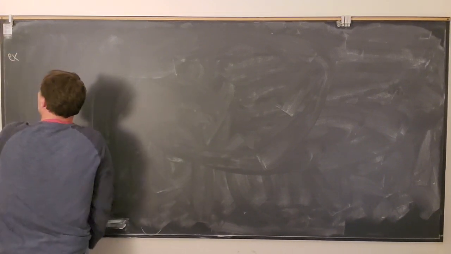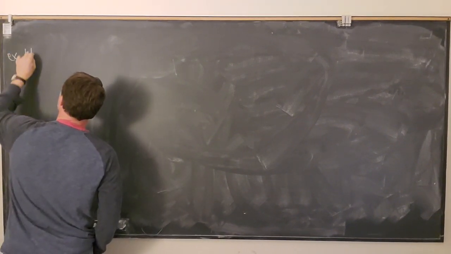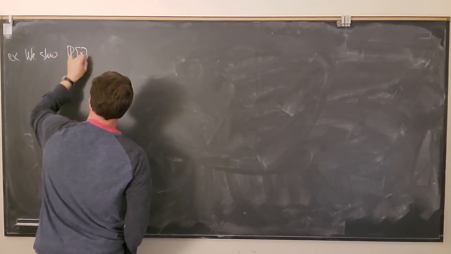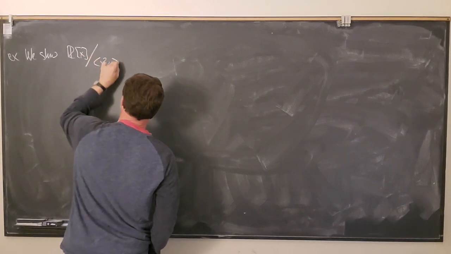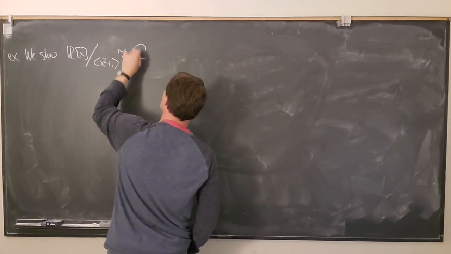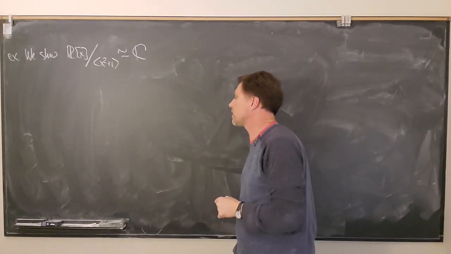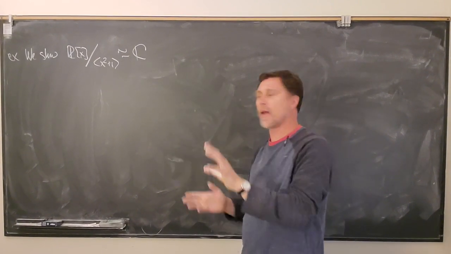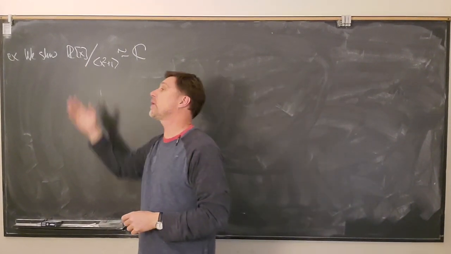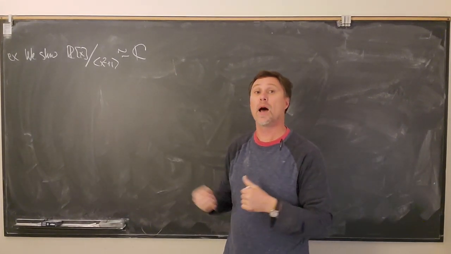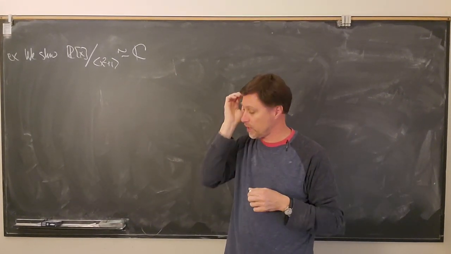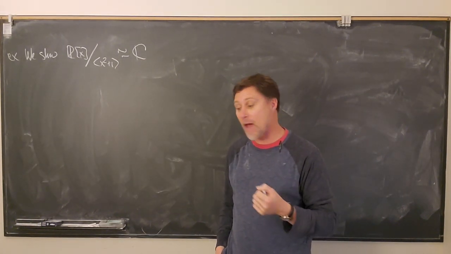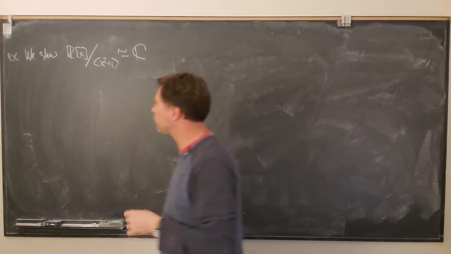For the first example, we're going to show that R[x] mod the ideal generated by x² + 1 is isomorphic to the field of complex numbers. We looked at this example where we played around with the cosets, and I hinted at the fact that the operations behave just like adding and multiplying complex numbers. Now that we have the first isomorphism theorem, we can actually prove this directly.